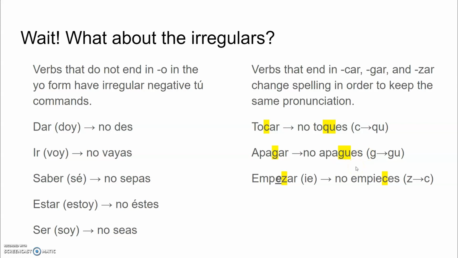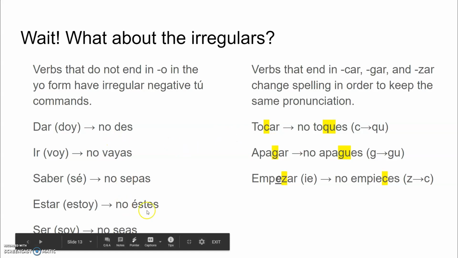And then finalmente, we have the verb empezar. Empezar is an E to IE stem changer on top of having a Z. The yo form would be empiezo, so we have empieces right here. So our Z has changed to a C. All right, so that is the end of our irregulars for informal negative commands. You've learned the steps for regulars. Here are the irregulars. You can refer to this list.